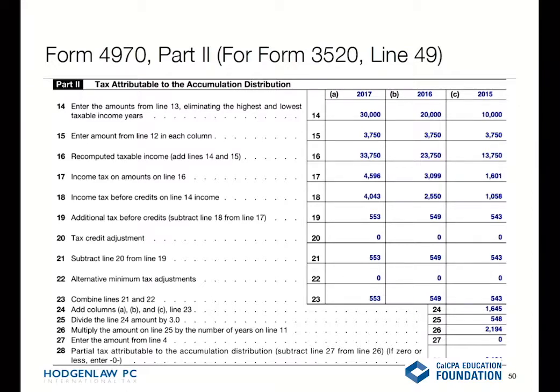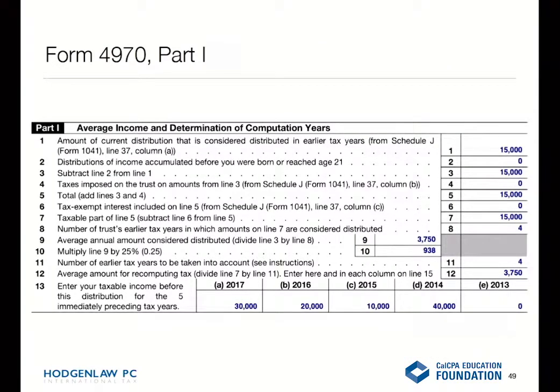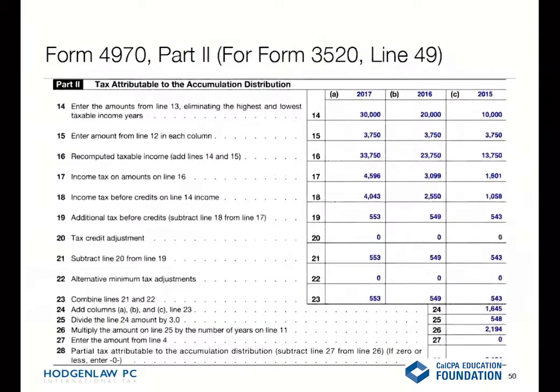Line 24 takes those 3 columns, adds them all up, and we get, in this example, $1,645. Divide that by 3 for 548, and then multiply that by the number of years on line 11. Skipping back up to line 11, we had 4. So we're multiplying that 548 by 4 to get 2,194. So that is your partial tax attributable to the accumulation distribution. And we're not done yet. We have more math to do.